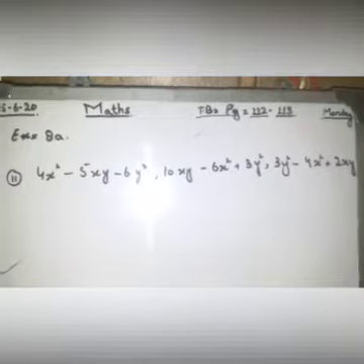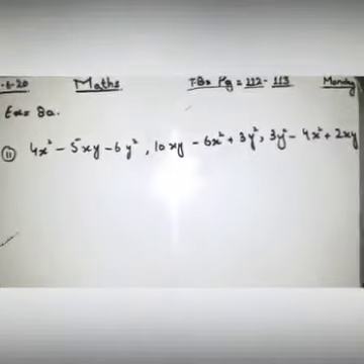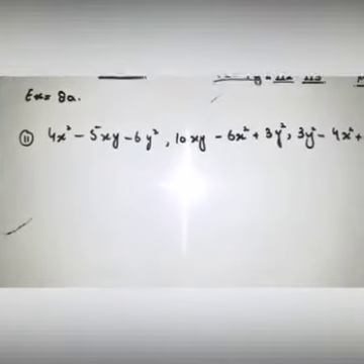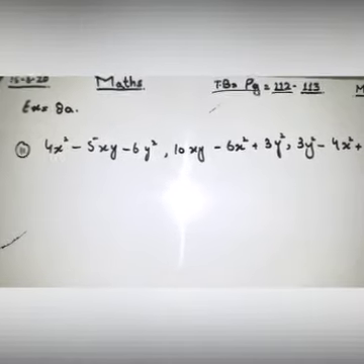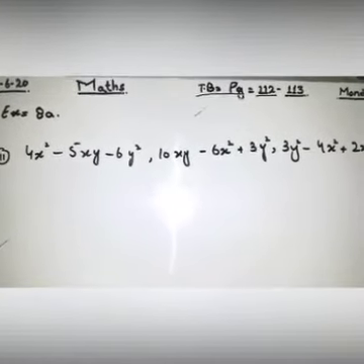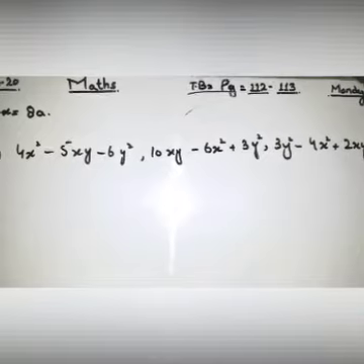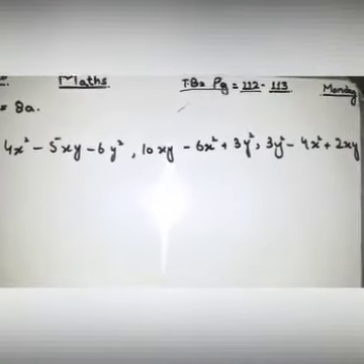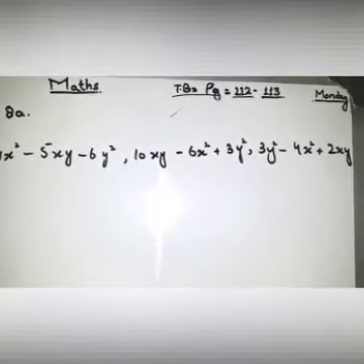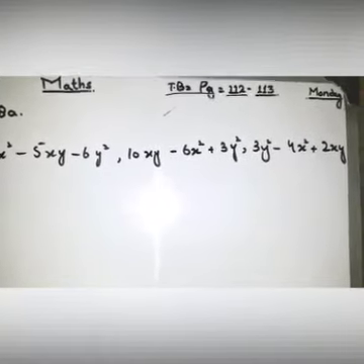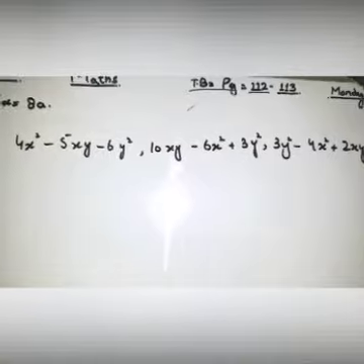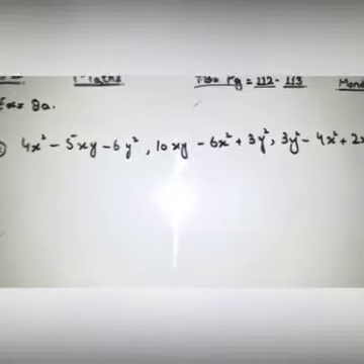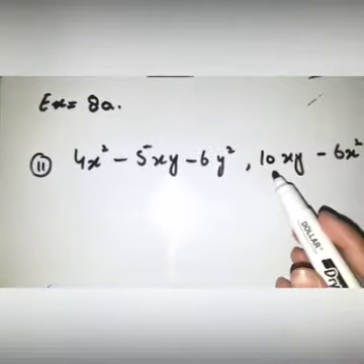Now there is part 11. You can see that 4x square minus 5xy minus 6y square. Then the next value 10xy minus 6x square plus 3y square. Then comma, the comma means the next value 3y square minus 2x square plus 2xy. Now how will you write the question? This is your first value and the second value has 10xy.